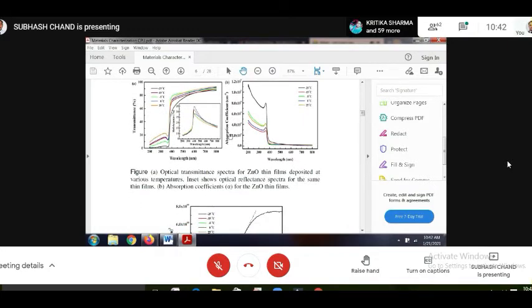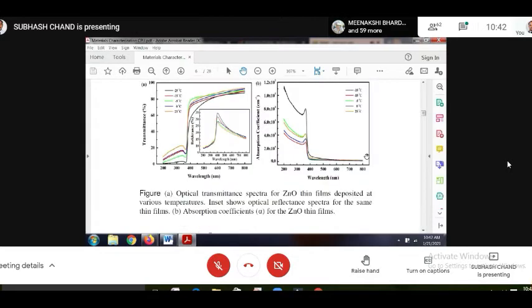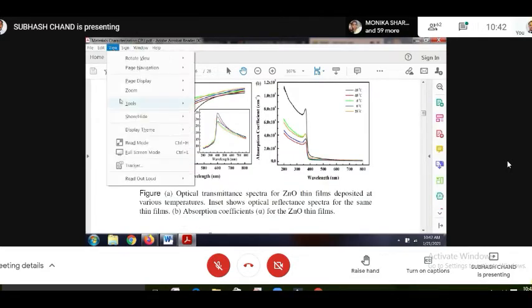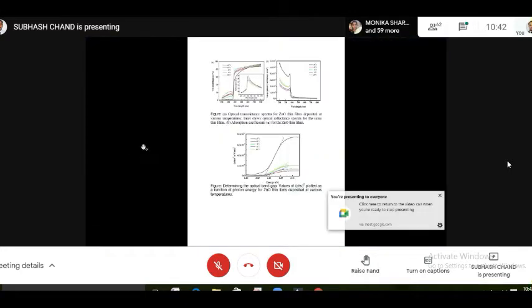Here is transmission coefficient, okay, and here is the reflection coefficient. For this case, it is shown here. I think you can see here. ये एक सैंपल का ट्रांसमिशन कोफिशिएंट है, और ये इनसेट में रिफ्लेक्शन कोफिशिएंट है. So here R is available, here T is available. So from here you get alpha, and then you plot alpha h nu versus this.